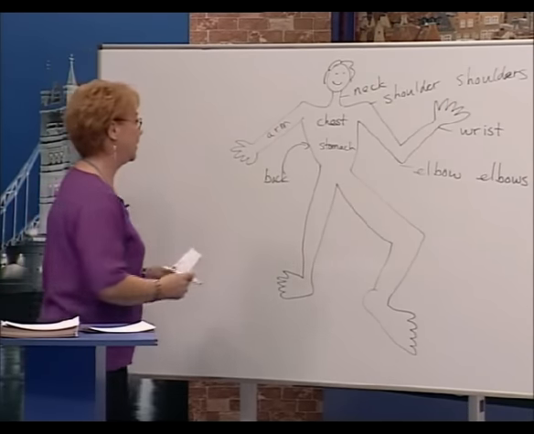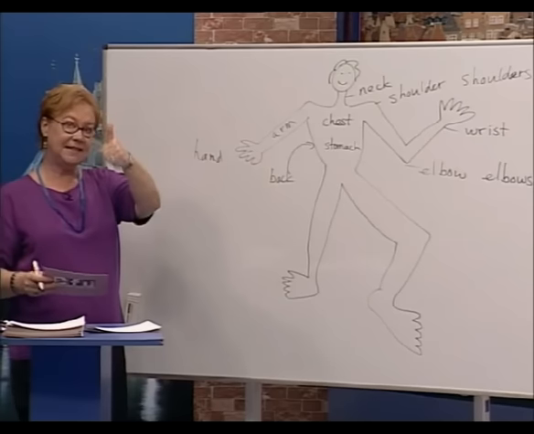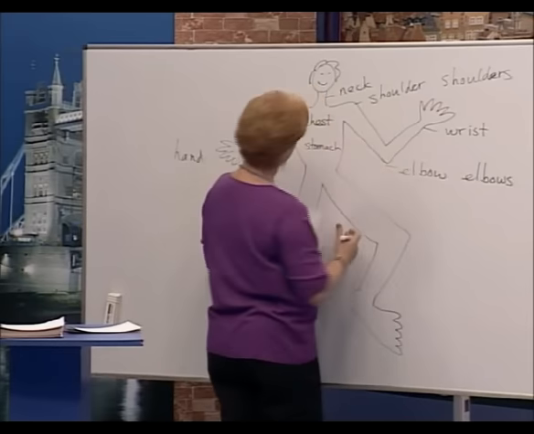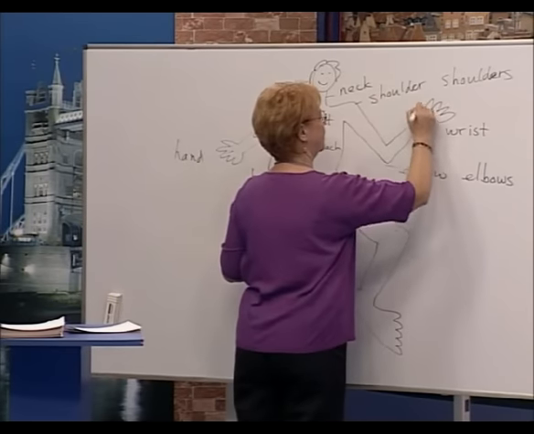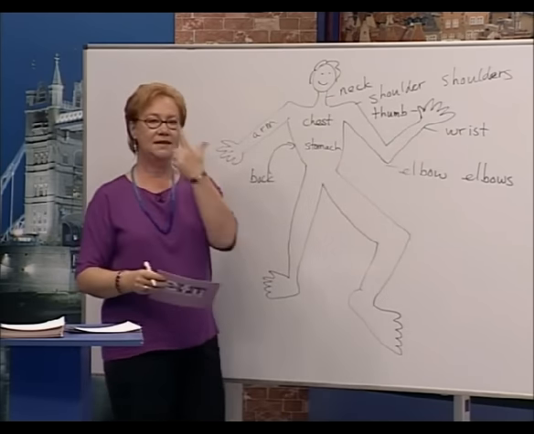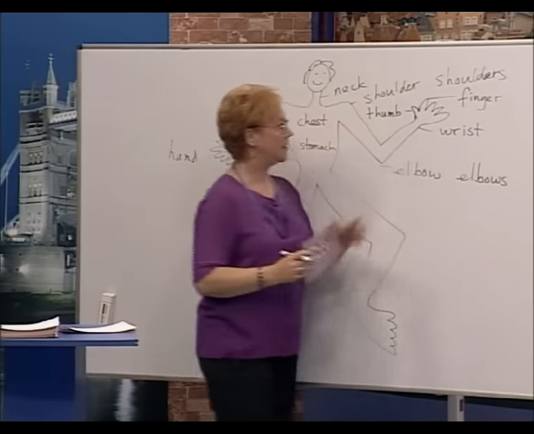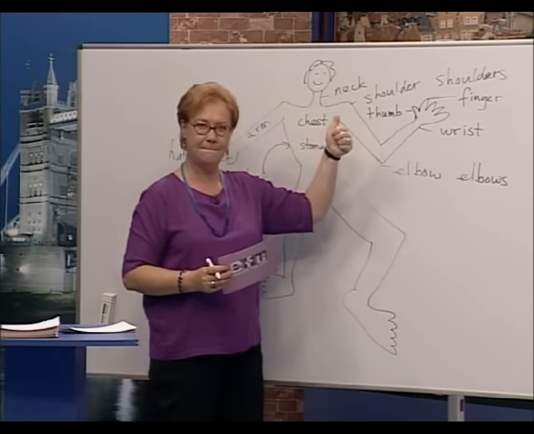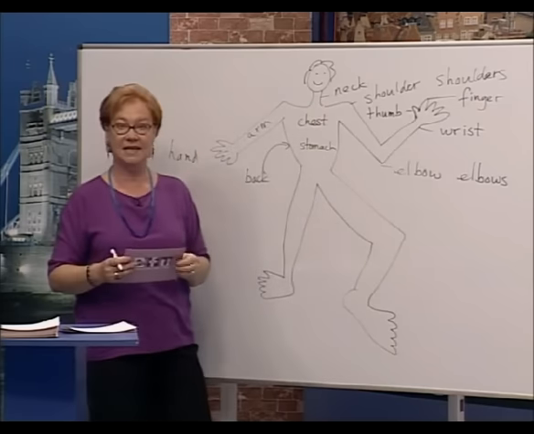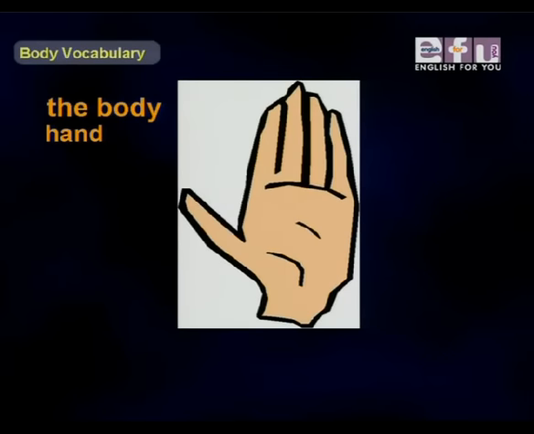Okay, now let's look some more at this beautiful body. Let's look at the hand, all right? This is the hand. This is the thumb. This isn't a very good thumb, is it? Let me see. This is the thumb, and this is a finger. These are all fingers, but this is a special one, thumb and fingers. We have 10 fingers. So if we look at the hand, we have the hand, the thumb, and the finger.